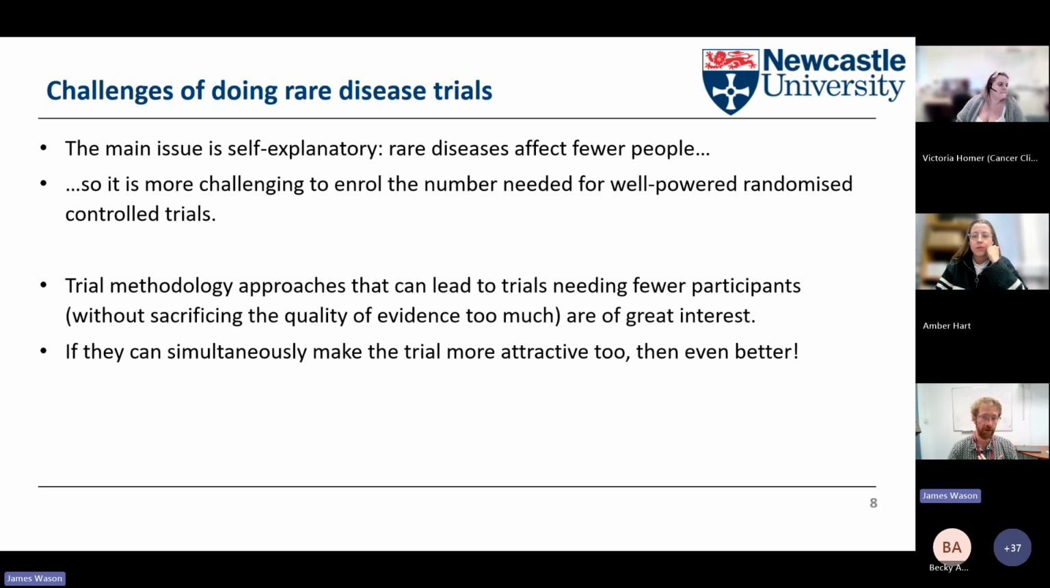And therefore, if we're doing the same type of thing, like a large randomized controlled trial, then there's going to be fewer people available. It's going to be more challenging to do that. And in fact, it might be impossible for certain conditions that are too rare. So any trial methodology approaches that can lead to trials needing fewer participants without sacrificing the level of evidence, ideally, that we get from randomized trials, will be of great interest to rare diseases.